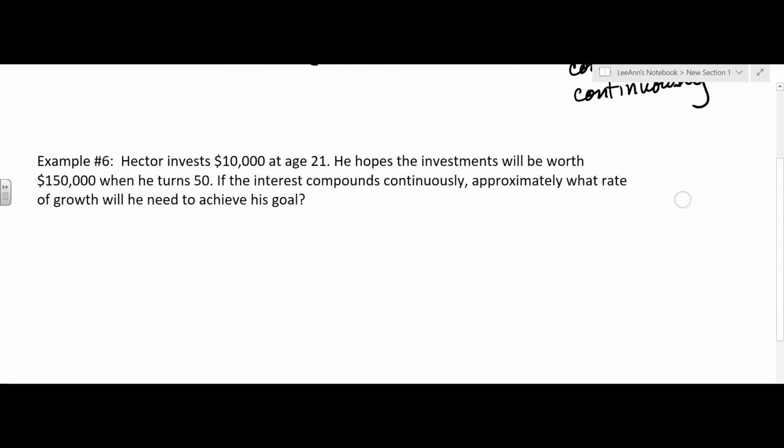Okay, so it says Hector invests $10,000 at age 21. He hopes the investment will be worth $150,000 when he turns 50. If the interest compounds continuously, okay, so compounded continuously, that means we need Pert. Approximately what rate of growth, so we don't know the r, will he need to achieve his goal?